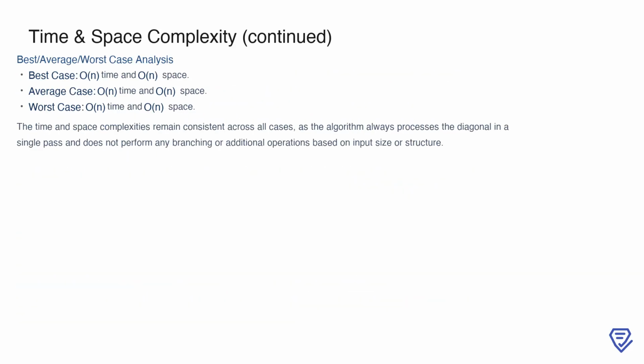The algorithm's time and space complexities remain consistent across all scenarios, whether it's the best, average, or worst case. In all cases, the algorithm processes the diagonal of the binary matrix in a single pass, performing O(n) operations to construct the result in O(n) space to store intermediate and final outputs. There are no additional computations or branching based on the structure or size of the input beyond this straightforward linear traversal. Therefore, the time complexity is always O(n), and the space complexity is also O(n), regardless of the input. This consistency ensures that the algorithm is both predictable and efficient in all cases.